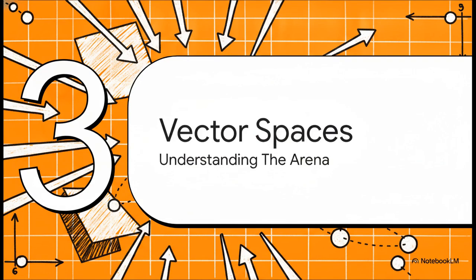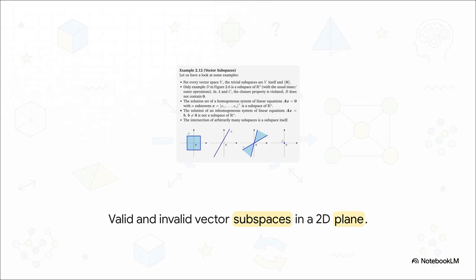Section 3, understanding vector spaces. Now we need to understand the playing field where these solutions actually live. A massive idea in mathematics is this concept called closure. Basically, a vector space or subspace must be closed, meaning if you take any vectors in that space and add them together or multiply them by a scalar, the result literally has to stay inside that exact same space.